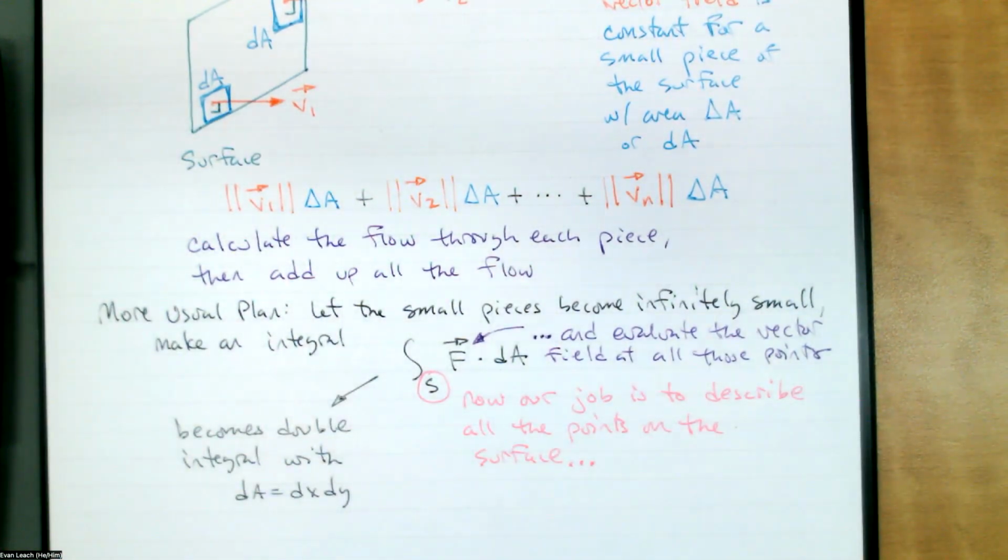The dA could be dx times dy, or however we are describing the surface. If we're using polar coordinates, then it'll be an r dr d theta. However we happen to be describing that surface, it's the same thing that we always do: figure out what points we're going to be plugging into the function, and set those up in an integral.